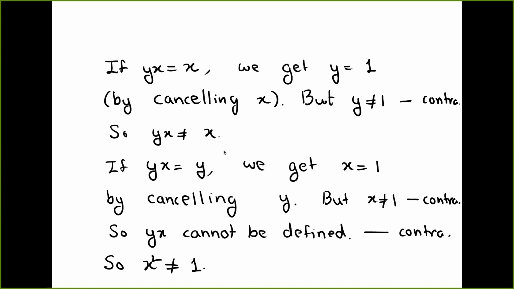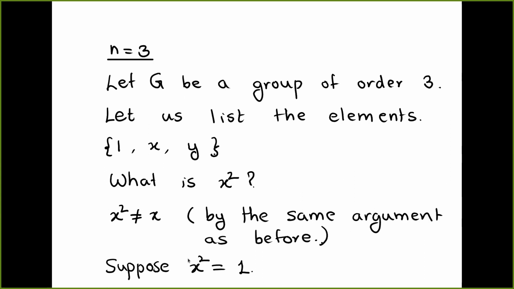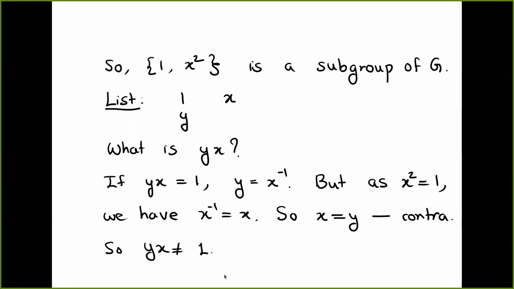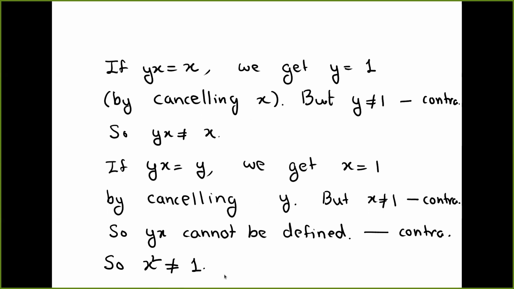So this means that YX actually cannot be defined at all. It's not equal to 1, it's not equal to X, it's not equal to Y. So it cannot be equal to anything, which just means that there is no such group. All this started because we assumed that X square equal to 1. This is where all the possibilities ran out, because we couldn't define YX to be anything. And so X square cannot be equal to 1. Okay. So X is not equal to 1, X square is not equal to 1, and so X cube has to be equal to 1.